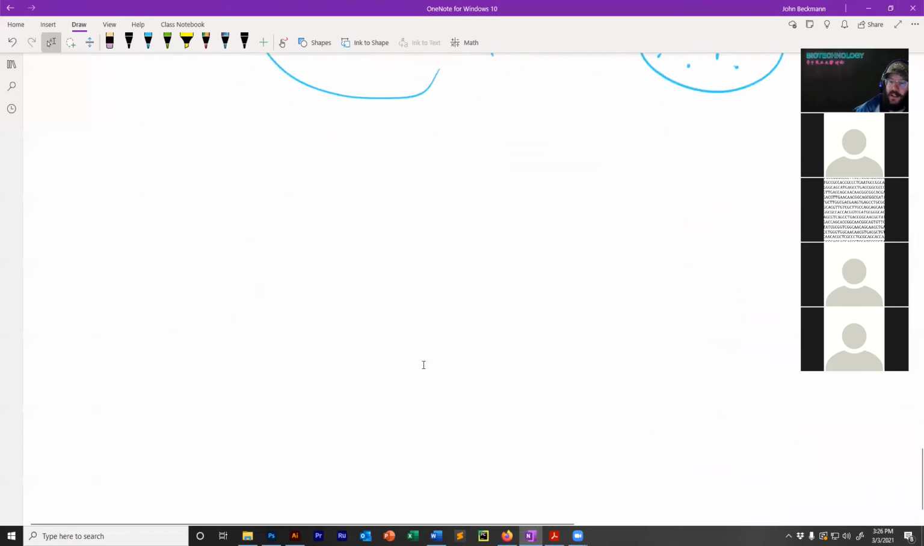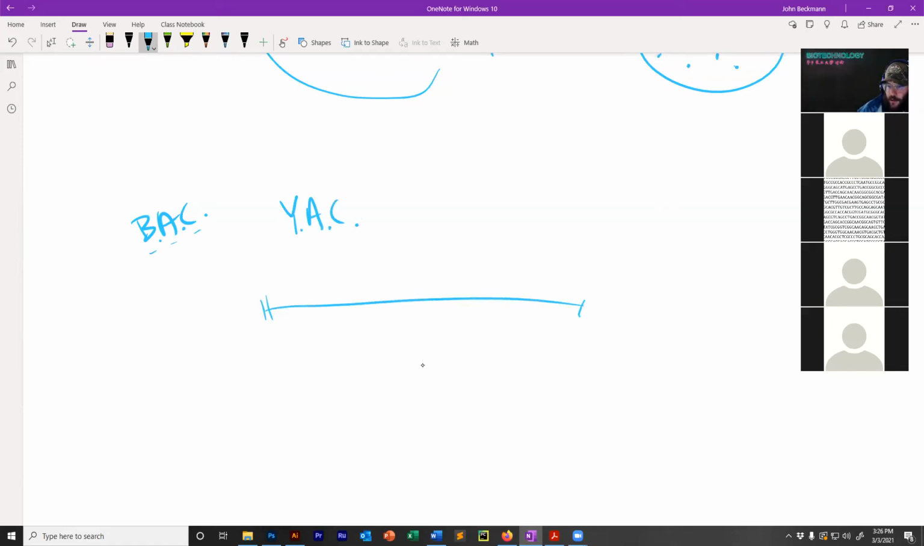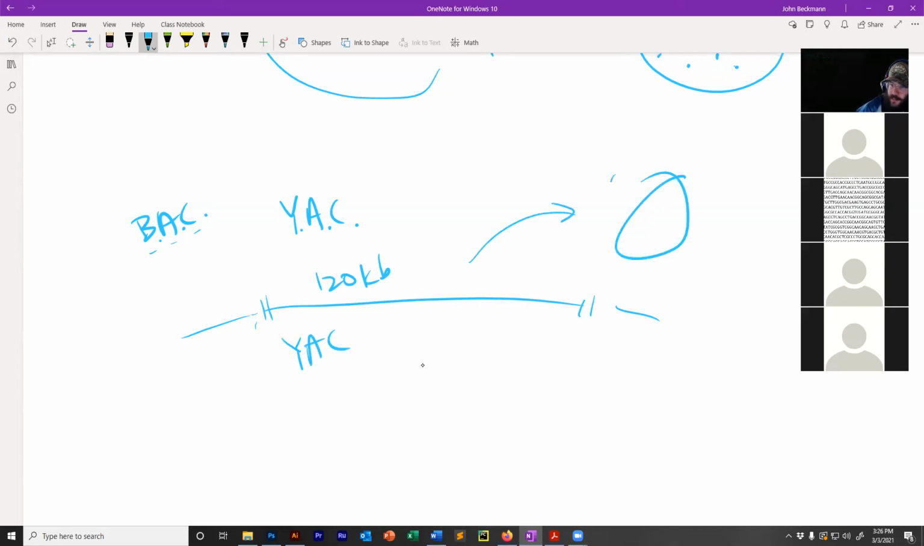You could do this at an even larger scale if you're working with BACs, which are bacterial artificial chromosomes, or YACs, which are yeast artificial chromosomes. You could clone massive sequence, 120 kb, into a YAC backbone, and then you can transform this YAC backbone into some cell and see if it produces some kind of gain of function.